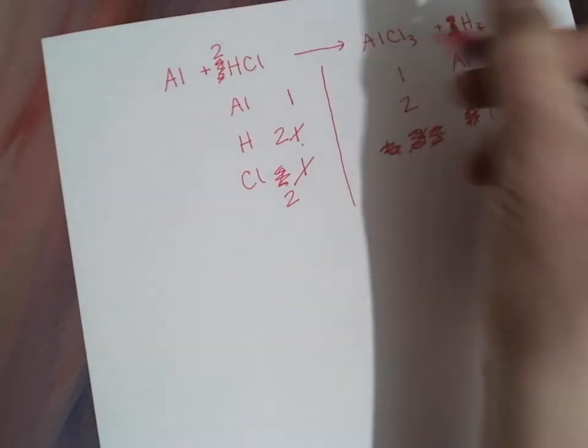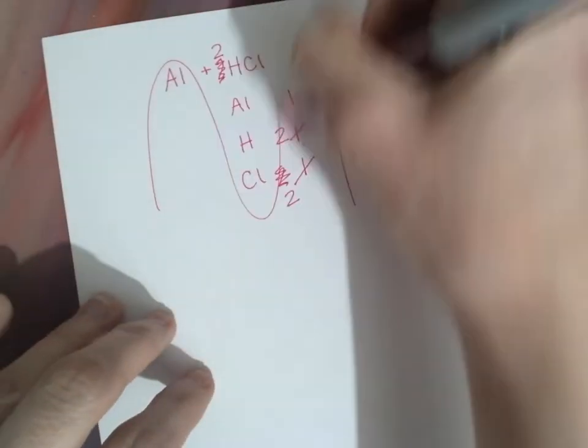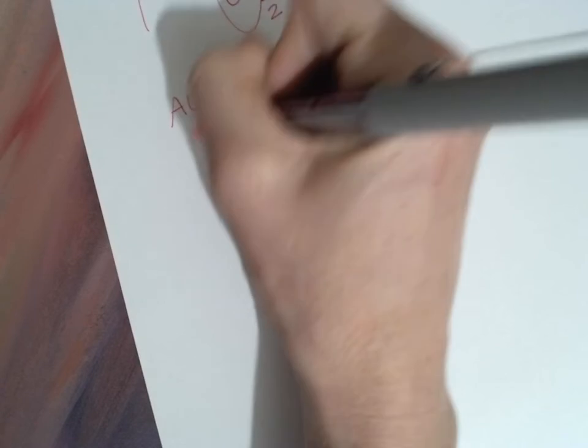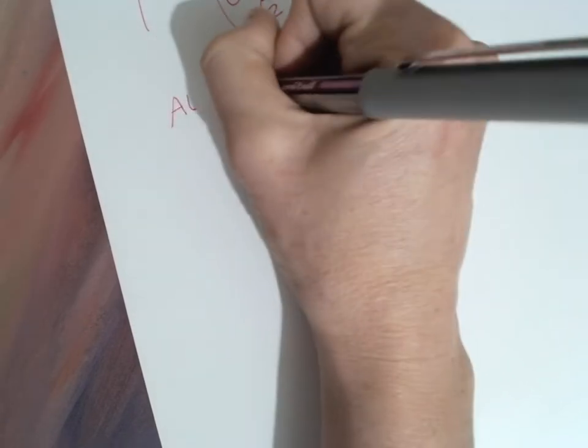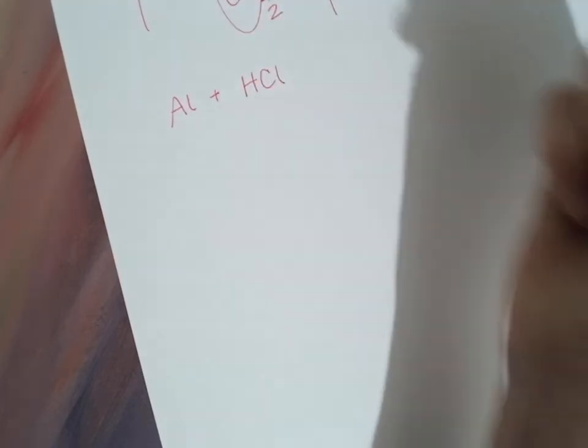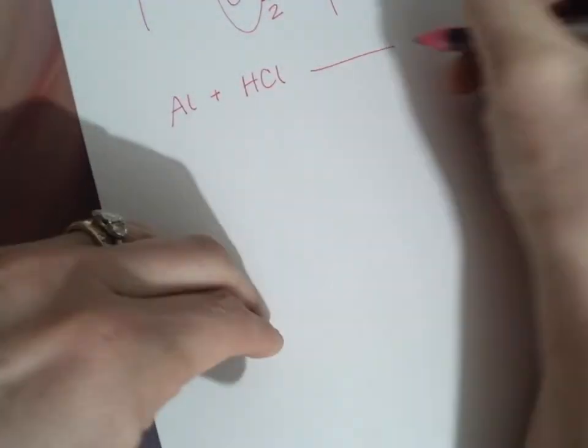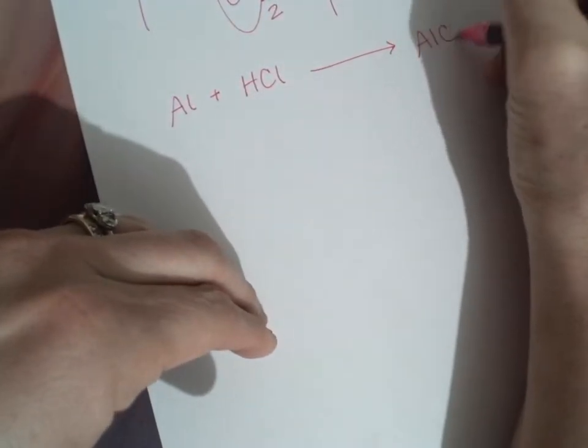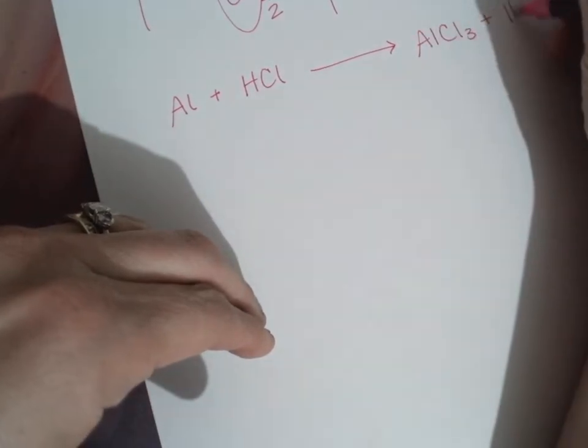No, that's right. See, look, Miss Rowan, seriously, help yourself. Here, we're starting over because Miss Rowan got her brain messed up when she wrote the things backwards. So Al, let's pretend we didn't start, and let's start over. Al plus HCl yields AlCl3 plus H2.